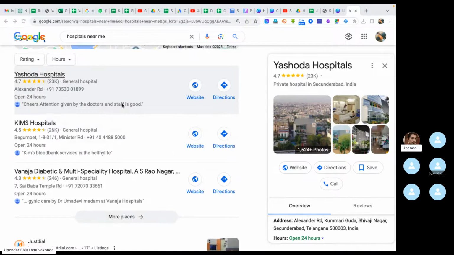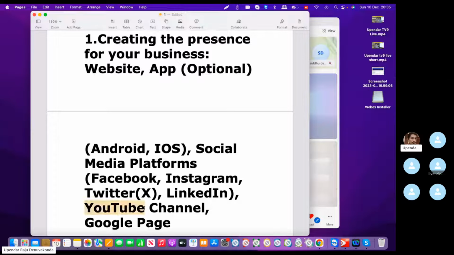What's the most important? The Google page is most important. The YouTube channel is most important, the website is most important, and social media platforms are most important. So try to understand here.